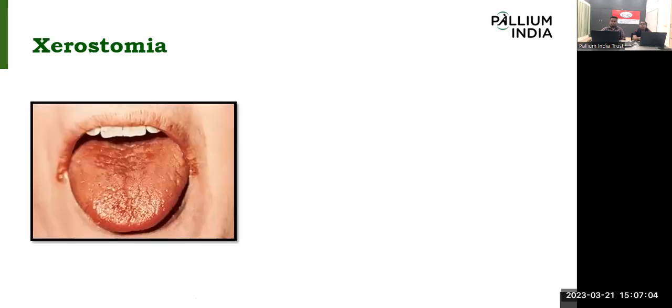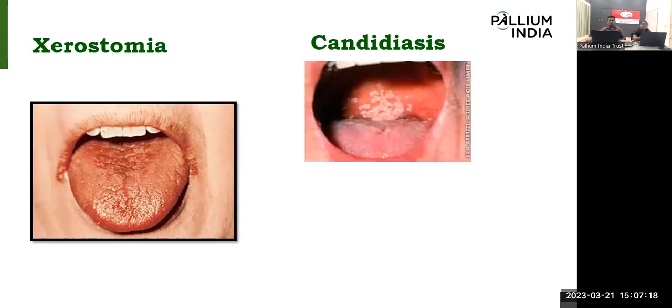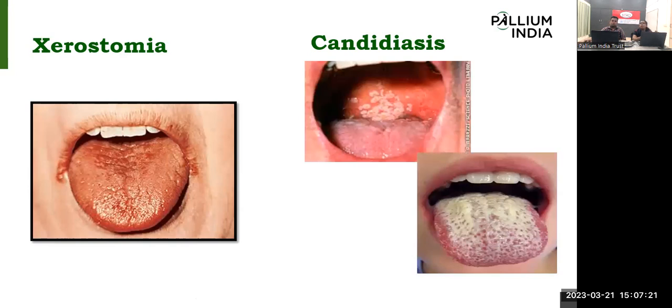Xerostomia. So xerostomia is dry mouth. It looks like this. If you have a bedbound patient, definitely you have to check the oral cavity whether the patient is having xerostomia, dry mouth, or not. And the second one is candidiasis. Candidiasis is oral thrush. If the patient is having oral candidiasis, it could extend to the esophagus too. At that time, the patient is not able to swallow properly. So you have to check.